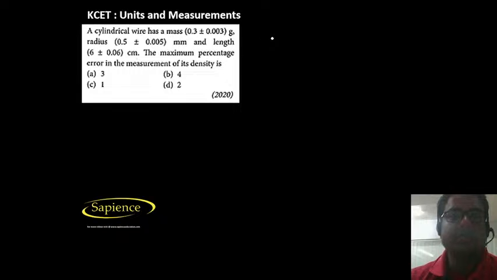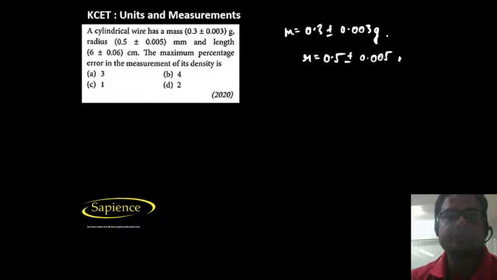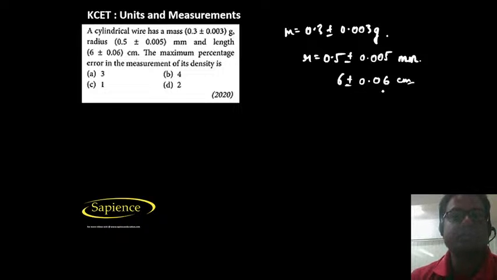Then a cylindrical wire has a mass which is 0.3 plus minus 0.003 gram, the radius is 0.5 plus minus 0.005 millimeter, and the length is 6 plus minus 0.006 centimeter. We have to find the maximum percentage error in the measurement of its density. So the density is obviously mass per unit volume.